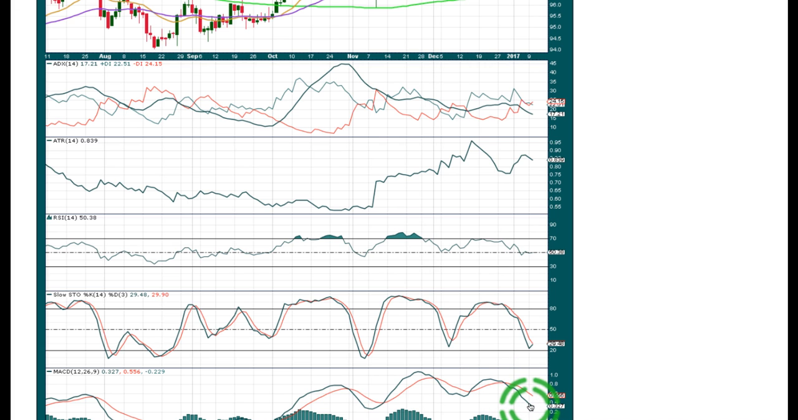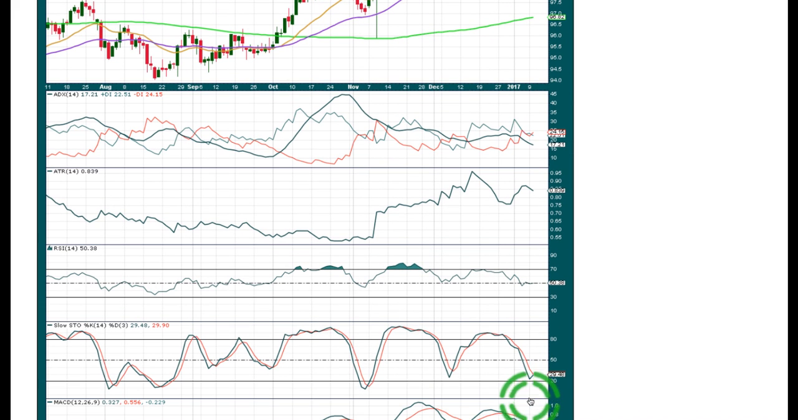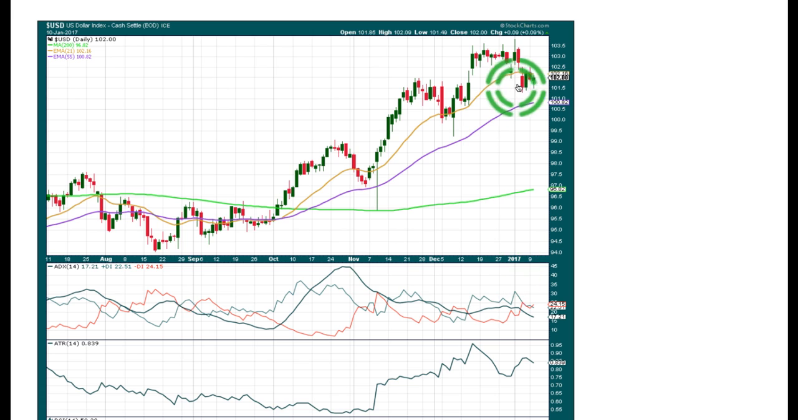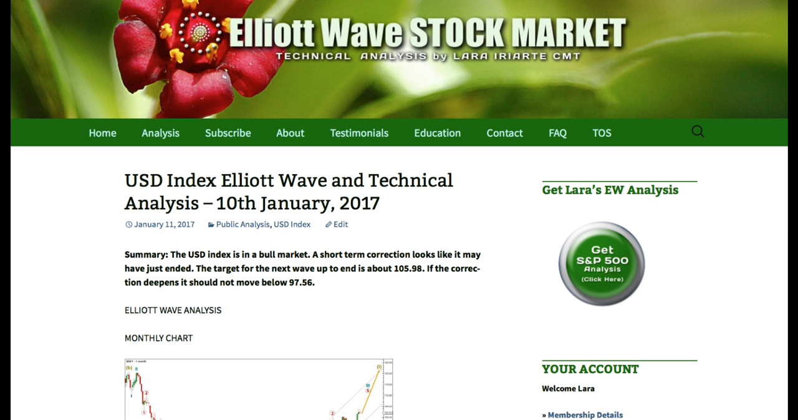Short-term MACD is bearish. Again, that's a lagging indicator because it's based on moving averages, so I'll be using stochastics here to tell us that it's reasonably likely we may have a low in place and price may very well turn about here. That's all from me with your extra US dollar index analysis.